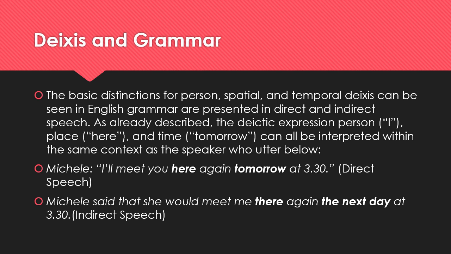Deixis and grammar. The basic distinction for person, spatial, and temporal deixis can be seen in English grammar as presented in direct and indirect speech. As already described, in direct expression, person such as I, place such as here, and time such as tomorrow can all be interpreted within the same context as the speaker who uttered them. Below, Michelle says, "I'll meet you here again tomorrow at 3:30." It is direct speech.